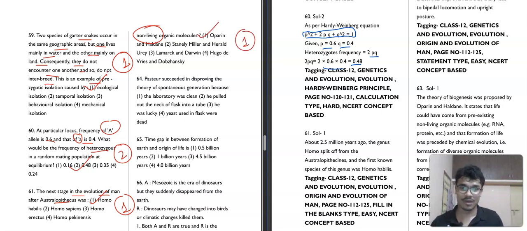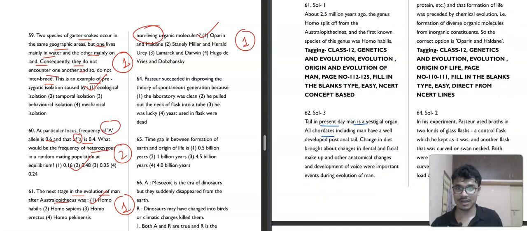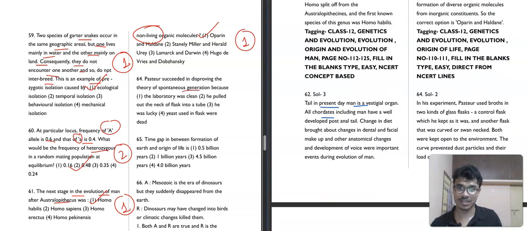In 64 we have: Pasteur succeeded in disproving the theory of spontaneous generation because the laboratory was clean. He pulled out the neck of the flask into a tube. You know that the flask is something like this. So yes, he pulled out the neck of the flask into a tube. He was lucky. What kind of options are these? Anything can be framed as options. Yeast used in flask were dead. No. So basically, he pulled out the neck of the flask into a tube will be our correct answer.